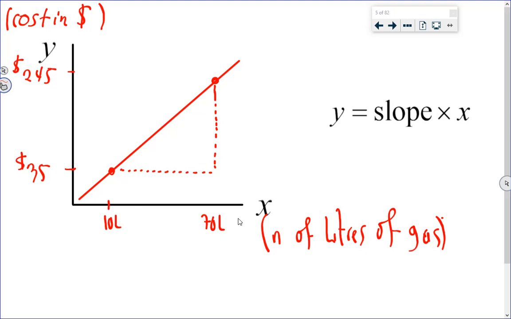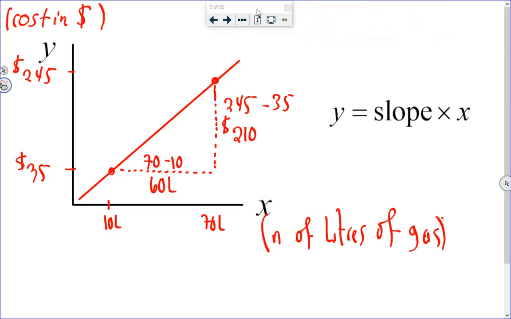But if we find the slope here, the rise would be the difference between those two, $245 minus $35, which is $210 for the rise. The run would be the difference between 70 liters and 10 liters, which is 60 liters. So what would our slope be? Our slope was rise over run, which would be $210 divided by 60 liters. And if I've done my math right, that's 3.5. Am I right?